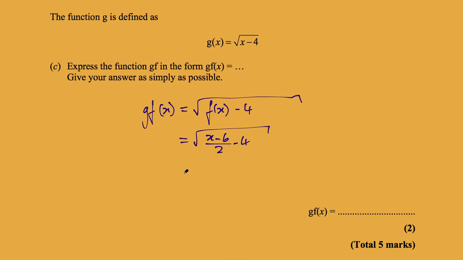I suppose to simplify that, I can put it all over 2, so x minus 6 over 2 minus 8 over 2, which is the square root of x minus 14 over 2. And that's as simple as I can go.